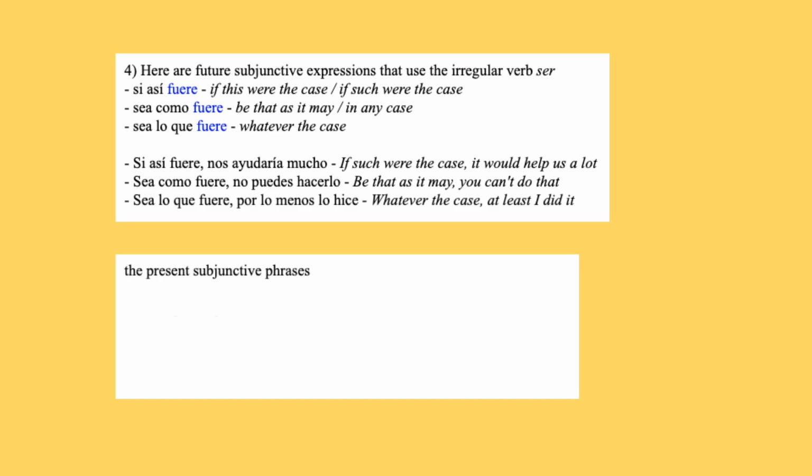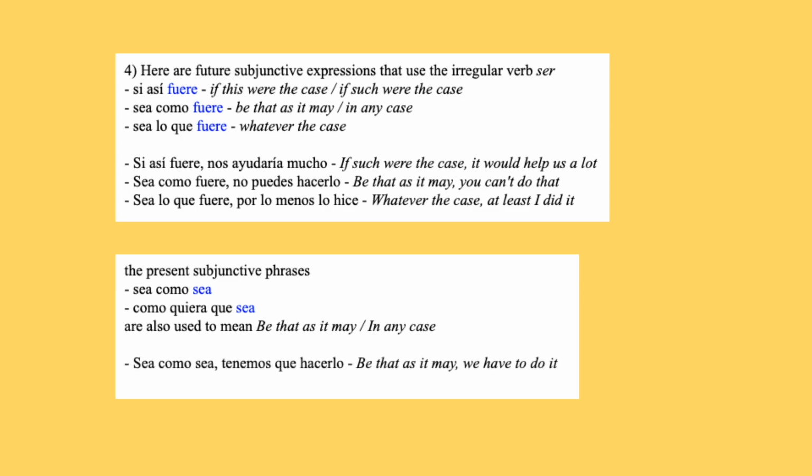And you can also use the present subjunctive phrases sea como quiera que sea, to mean be that as it may or in any case. Sea como sea, tenemos que hacerlo. Como quiera que sea, es demasiado difícil.